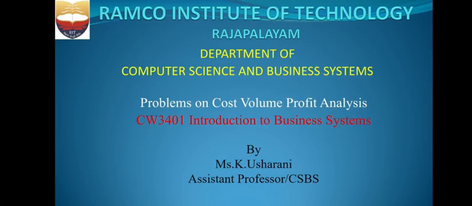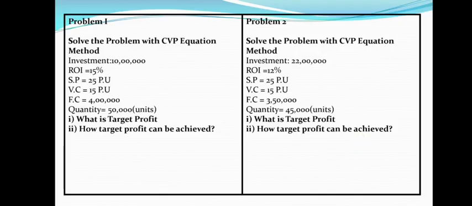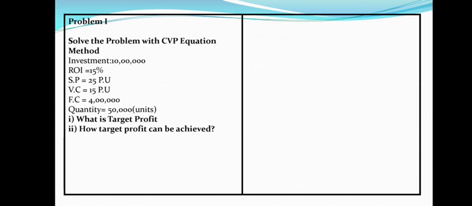In this session, I am going to explain two problems on cost volume profit analysis by using the equation method. So let's get into the first problem. Some data are given. With that data, we have to find two things. First one is the target profit and second one is how the target profit can be achieved.